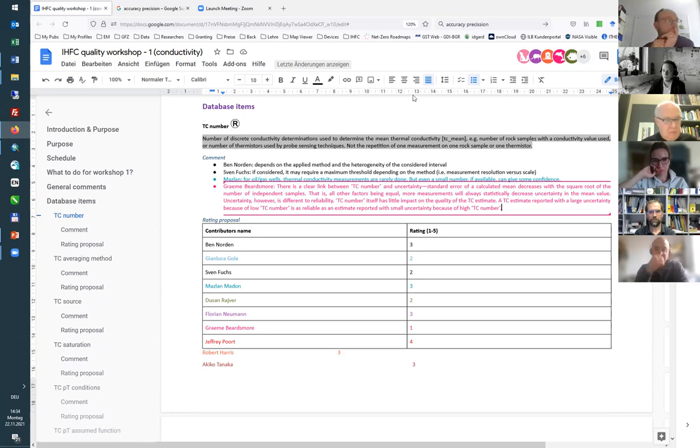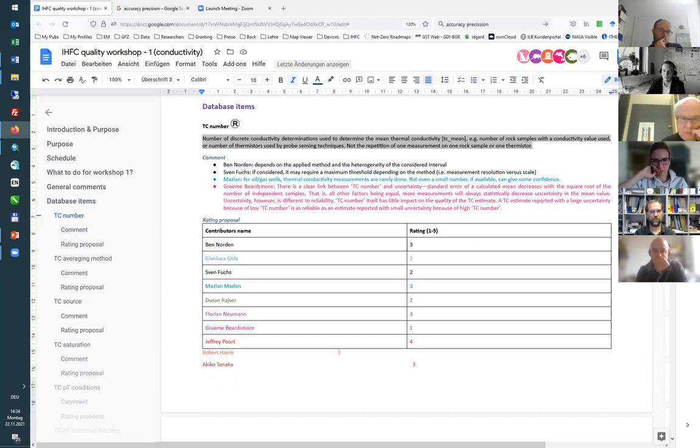And now I would like to go step by step with you through the different items and decide whether the item is relevant for quality assessment or not. And we start here with the thermal conductivity number. In gray, you see the definition from the database paper, and then the comments that had been given by several of you and us on this issue.